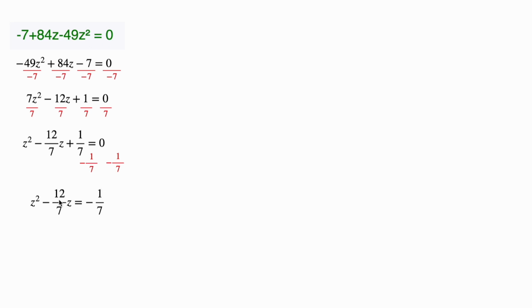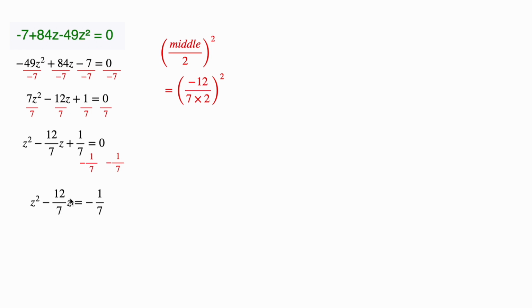And then we want to find a new last term that makes this into a perfect square trinomial. Divide the middle term by 2 and then square it. Take the middle term, divide by 2 and square it. That is negative 12 over 7. So the 2 is multiplying the 7.